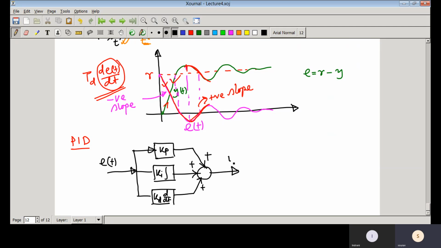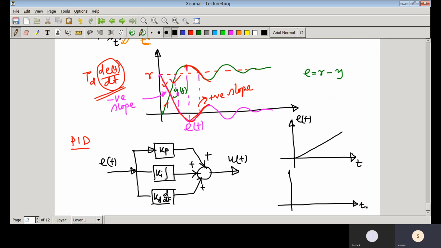So this is that control input u(t). Now if your error signal is like that, so suppose this is t and this is that error signal e(t), suppose this error signal is going like that, then what would be your control input from PID? I think you can do it very easily.